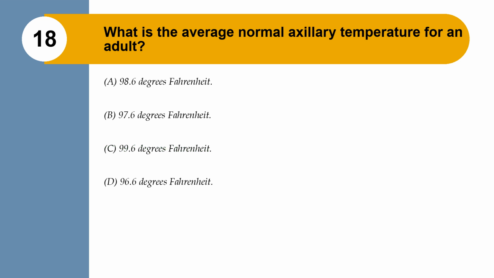Question 18. What is the average normal axillary temperature for an adult? Option A, 98.6 degrees Fahrenheit. Option B, 97.6 degrees Fahrenheit. Option C, 99.6 degrees Fahrenheit. Option D, 96.6 degrees Fahrenheit.